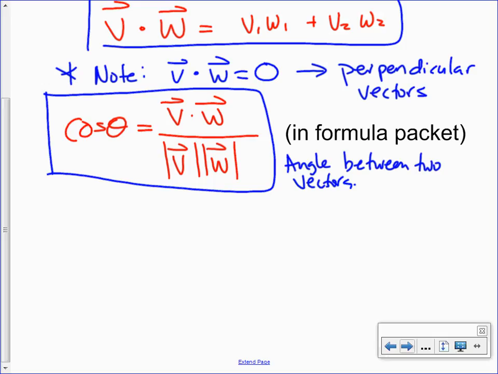Okay, and that is definitely in the formula packet as well. But you'll do it so much that you'll just know it. Right? Okay. Note about this formula.